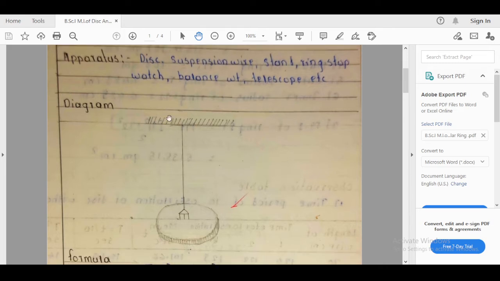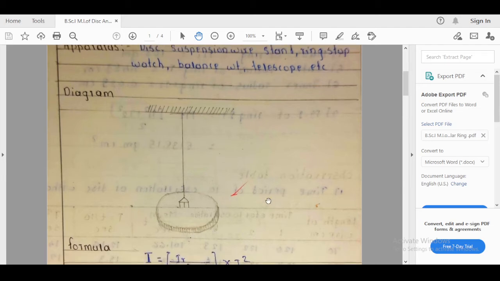Now this is the experimental setup. It is the rigid support and it is the suspension wire. Its hook is in the center of the disc, and it is one heavy metal disc. This metal disc is of wrought iron.